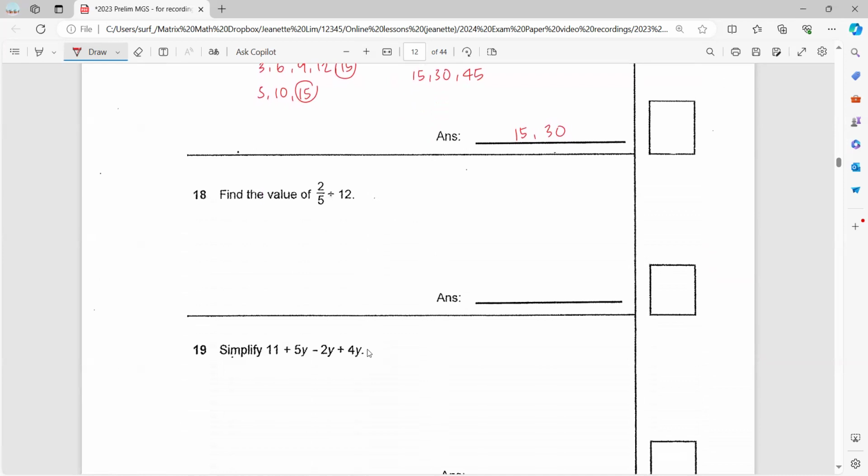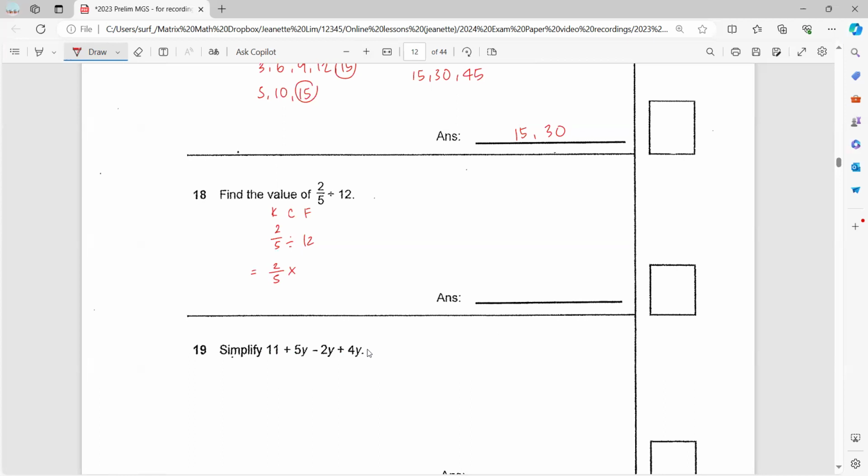Question 18, 2/5 divided by 12. When you do division of fractions, you do keep, change, flip. KCF, it's keep, change, and flip. So you keep the first fraction, change the divide sign to times, then flip the 12.